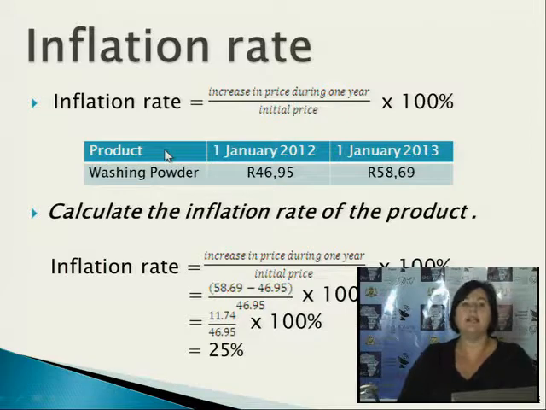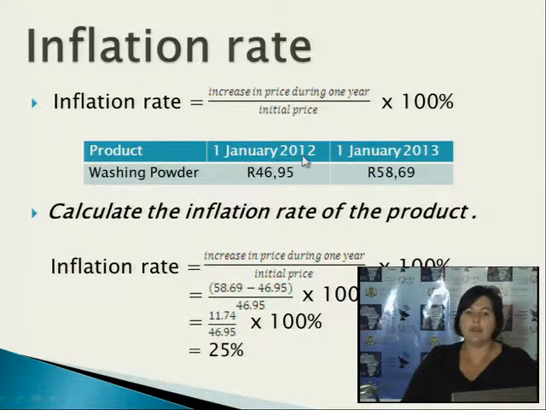Now here is an example. If I use washing powder, it is a product that we all use daily. On the 1st of January 2012, it was 46 Rand 95. But this year, in January 2013, the same powder, and I can tell you it's the 2 kilogram bag, cost 58 Rand 69. So now there you can see already there's a huge increase.